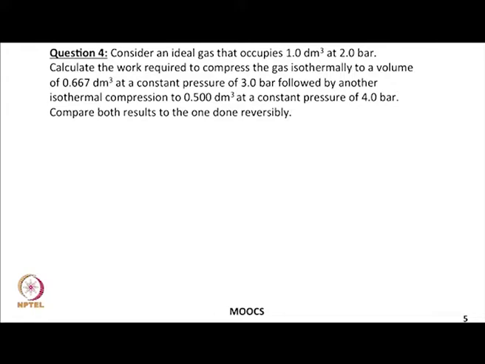Question number 4, consider an ideal gas that occupies 1 decimeter cube at 2 bar. Calculate the work required to compress the gas isothermally to a volume of 0.667 decimeter cube at a constant pressure of 3 bar, followed by another isothermal compression to 0.5 decimeter cube at a constant pressure of 4 bar. Compare both the results to the one done reversibly.